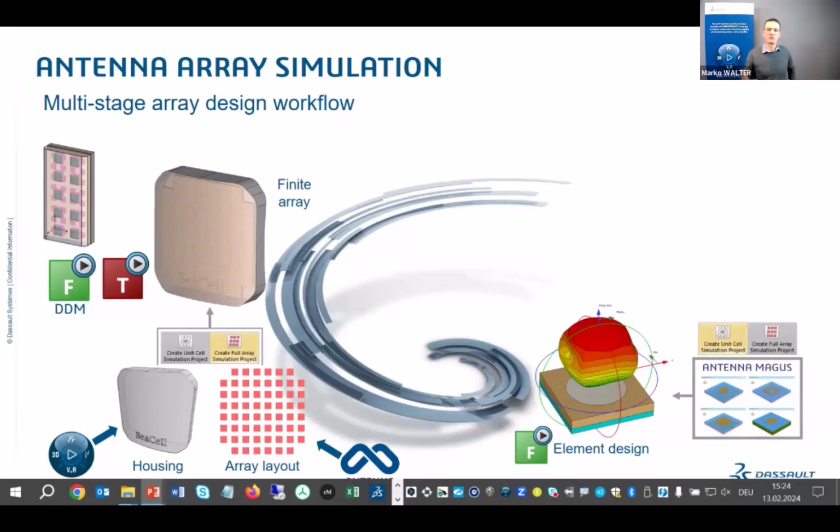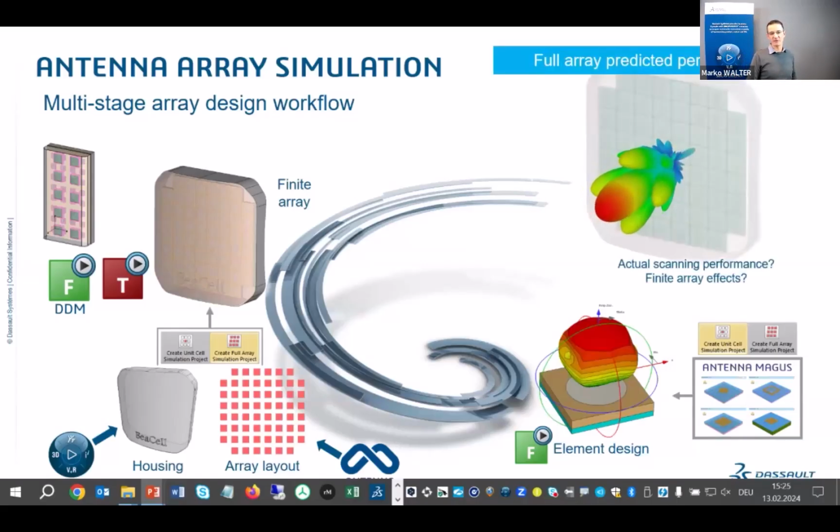And we can run that using some novel approaches, which we might talk about in the next presentation about arrays, to speed things up. And what we obtain is an accurate prediction of the full array scanning performance, including finite array effects.